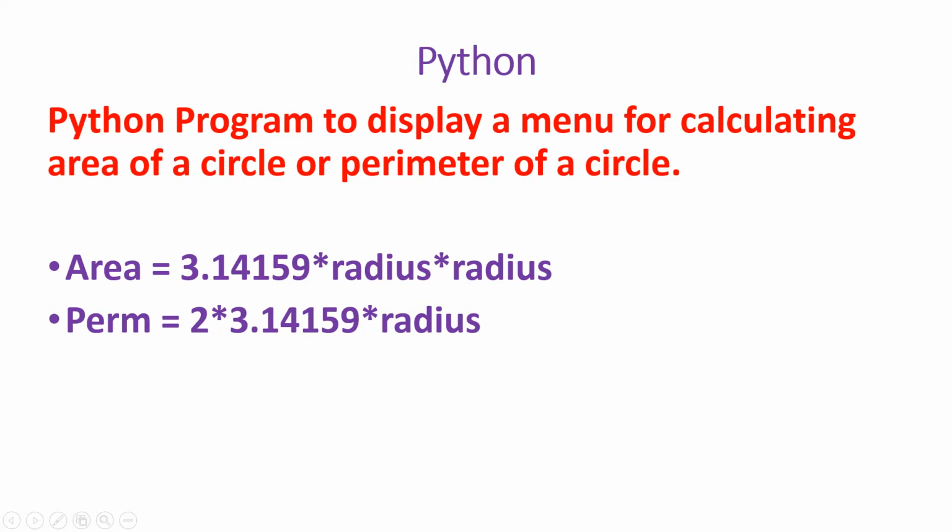The formula to calculate the area of the circle is pi r square. Pi value is 3.14159 into radius into radius. Perimeter equal to 2 pi r, 2 into 3.14159 into radius. For this we are going to write a Python program.